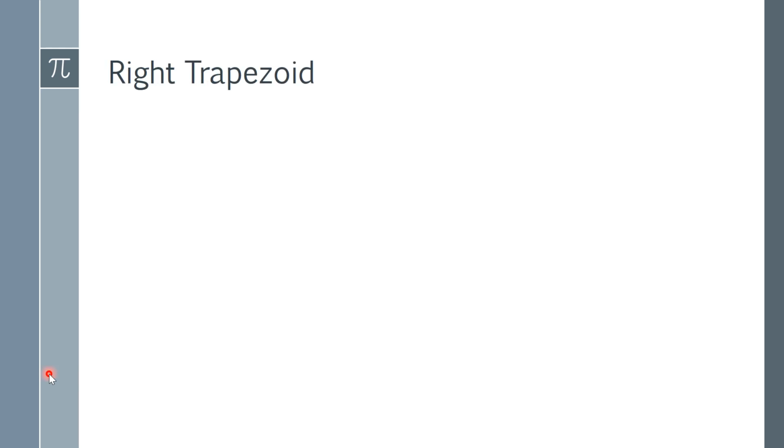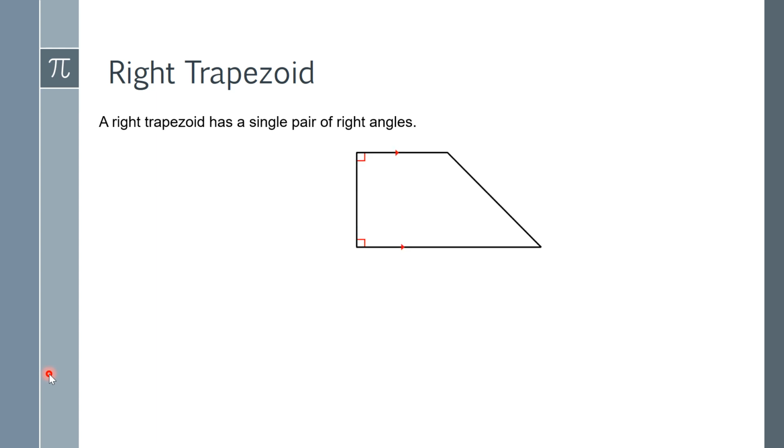So another special right trapezoid is a right trapezoid. We're just kind of introducing this so you can recognize it. A right trapezoid has a single pair of right angles. So this is what a right trapezoid looks like. Two right angles consecutive to each other, and then the other two are not right angles.